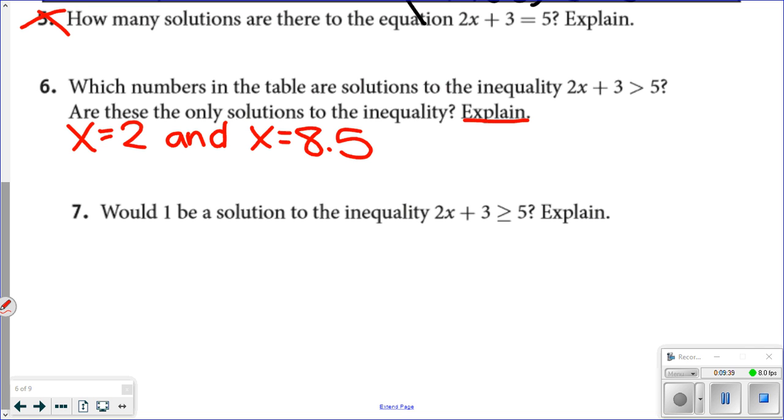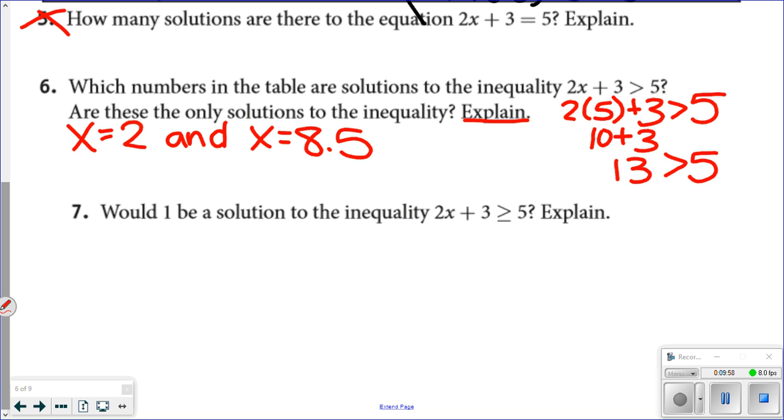Well, let's see. Let's plug in 5. So 2 times 5, because 5 is in between 2 and 8.5. So that's why I decided to choose it. 2 times 5 is 10, plus 3. We get 13. Is 13 greater than 5? Yes, it works. If we plugged in 10, 2 times 10 is 20 plus 3, 23 is greater than 5. Yes, it works. So are these the only two solutions? No, we just saw that x equals 5 and x equals 10 works.